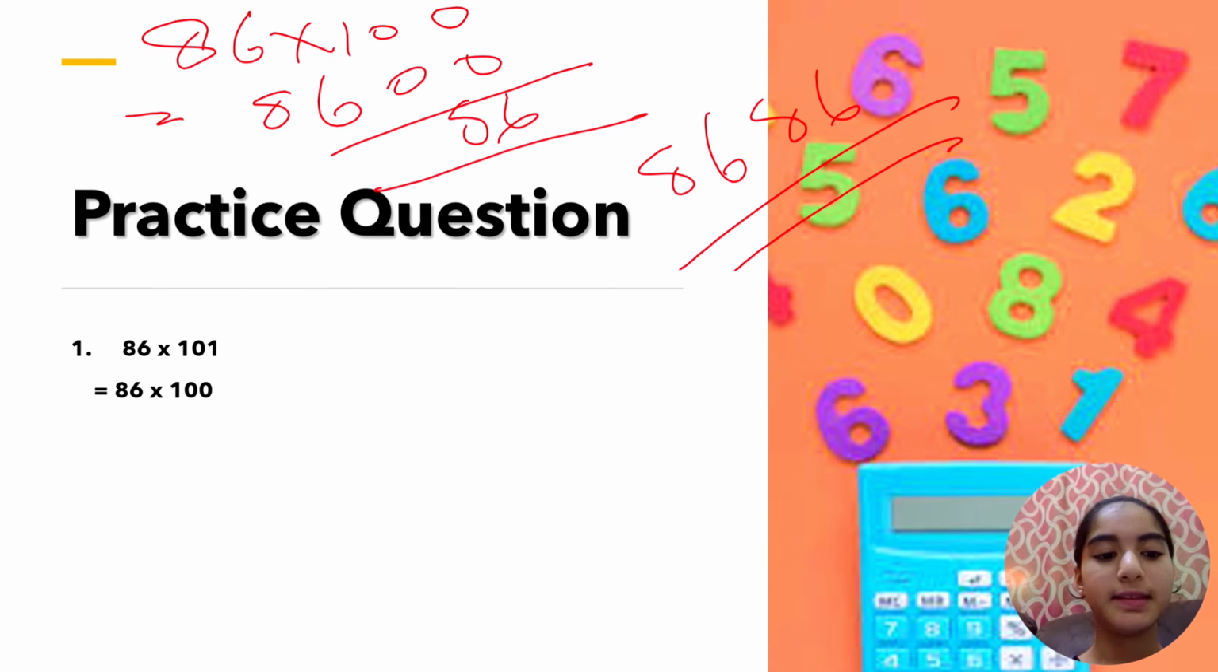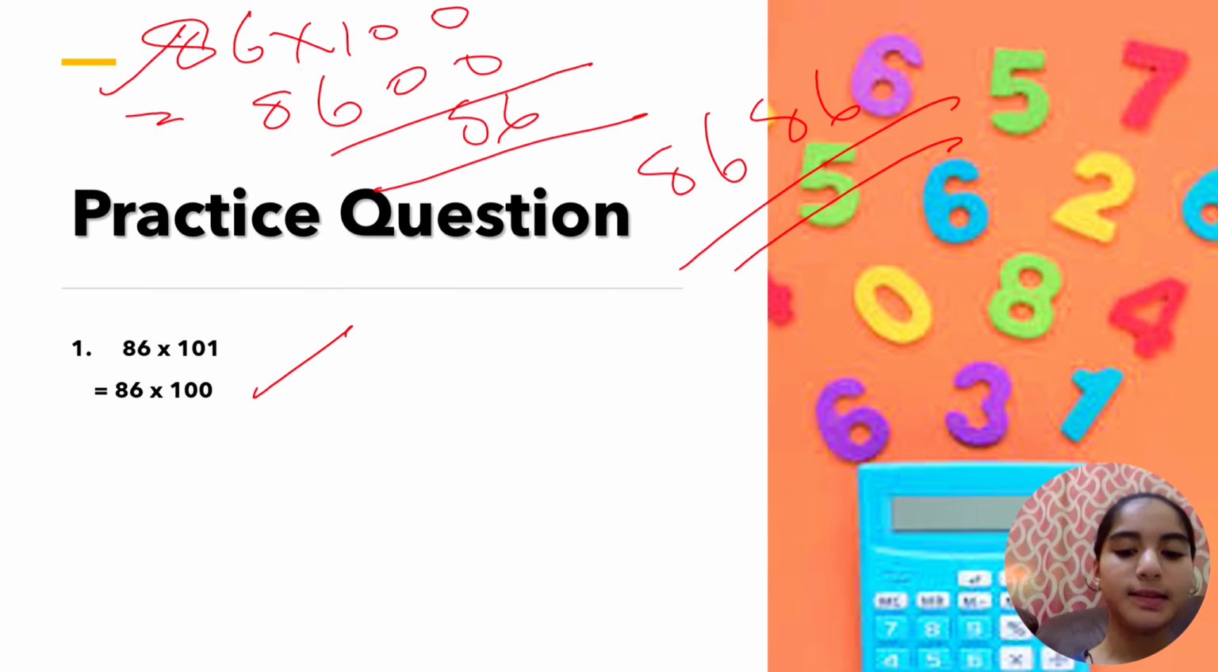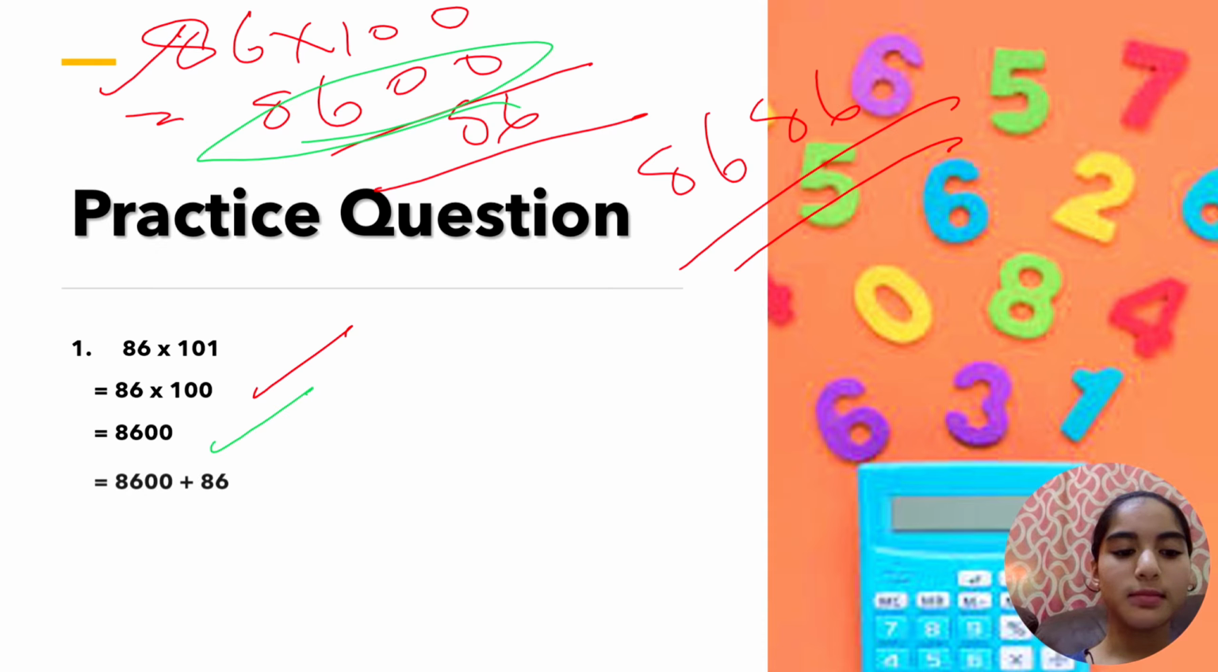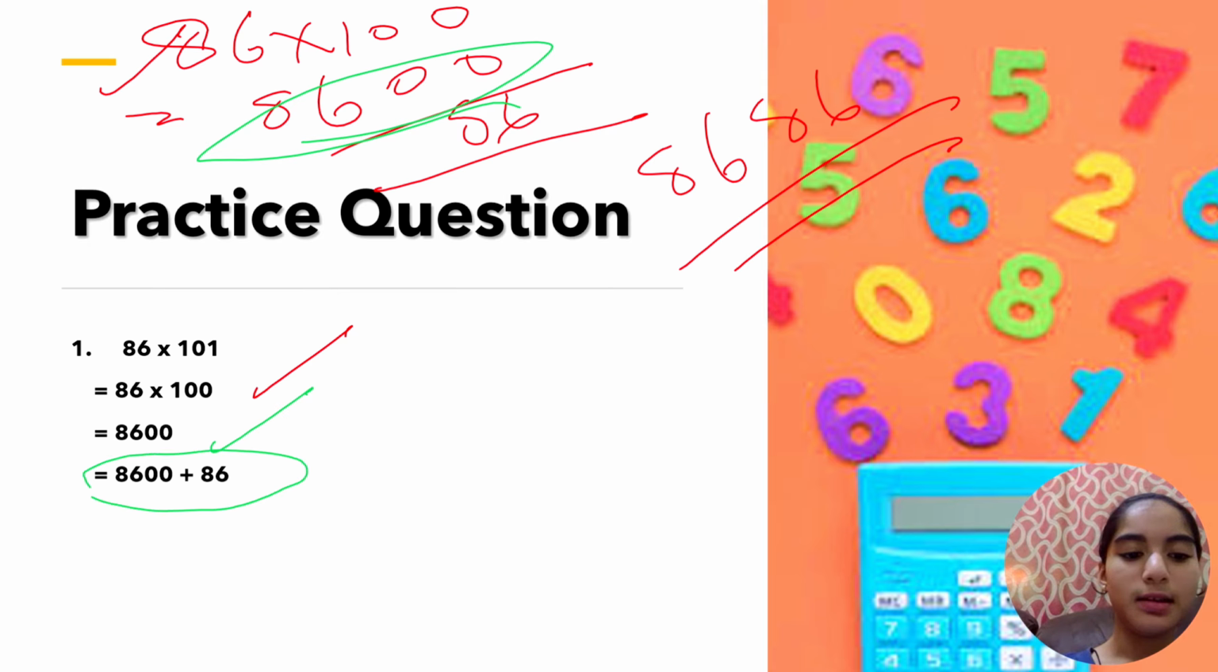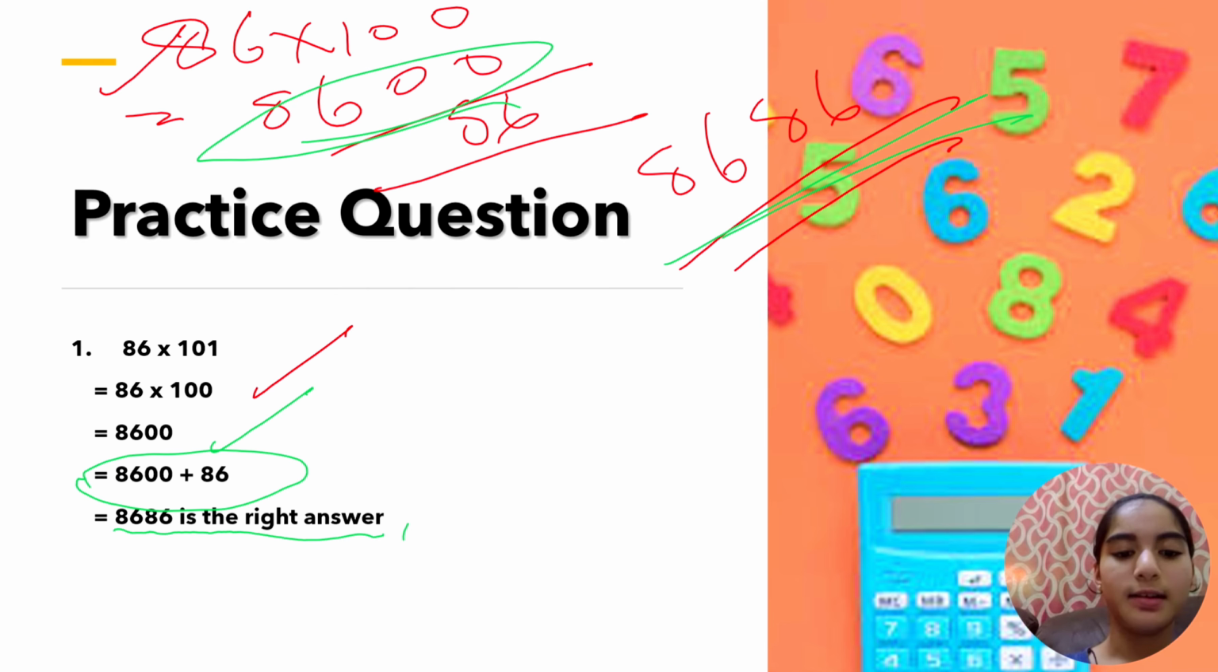Let's check their answer. 86 into 100, we did this. 8600, we got the answer. Then 8600 plus 86. 8686 is the right answer. We've got the correct answer. Now let's try one more question.